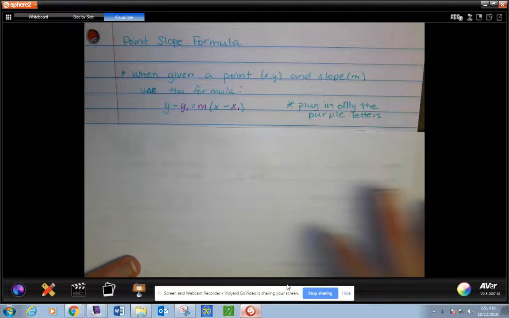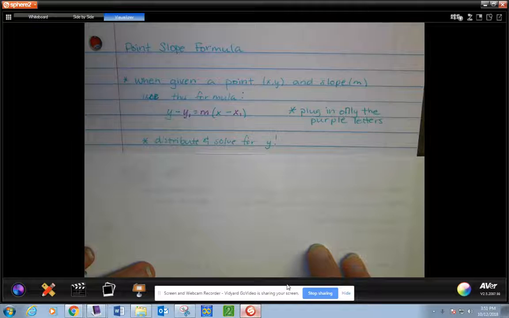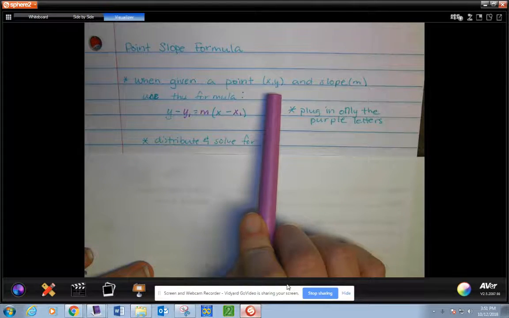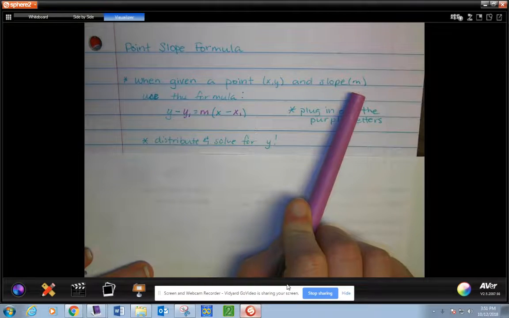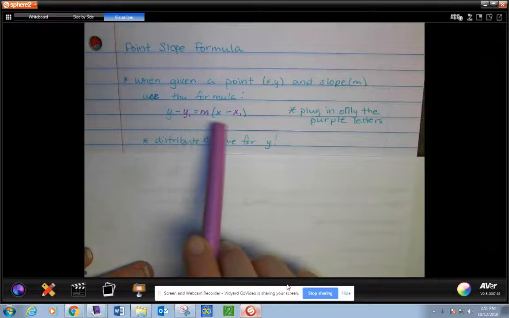And if you will, go ahead and write that for me. Point slope formula, this is just going to give you a point and it'll be in XY form, and it's going to give you the slope, which is m. And you have to use this formula, which is y minus y1 equals m times x minus x1.